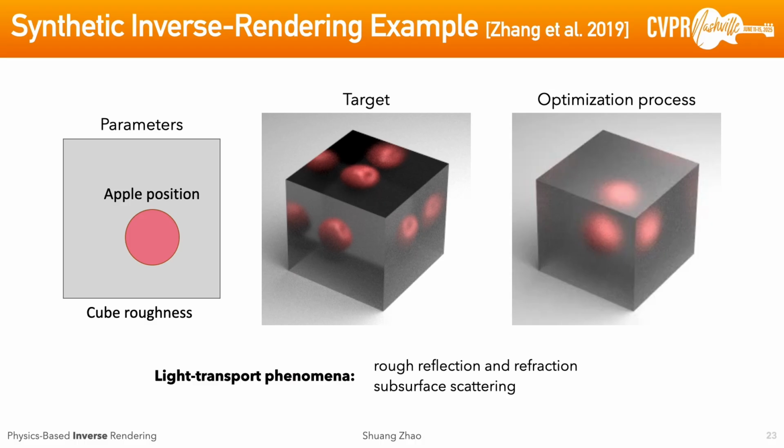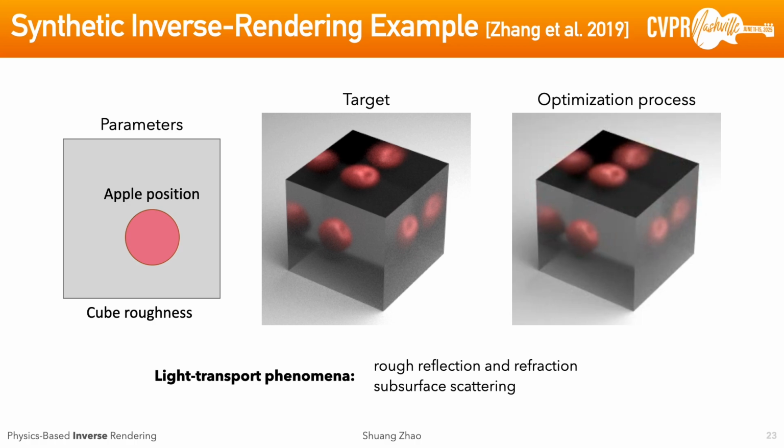In this two-way problem, we jointly optimize the position of the apple and the surface roughness of the glass. You can imagine this really requires properly simulating the light transport effects. And with proper gradients, that's really not a problem. Again, I'll show more real-world examples later.